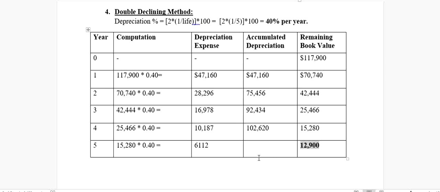Now look at this. If I subtract 6,112 from 15,280, I will get a lesser value, in fact less than 12,900. Okay, let me do it. 15,280 minus 6,112. So actually I will get here 9,168, which is not possible because that's lesser than my salvage value. So if I utilize this 6,112, this is going to create a problem actually.